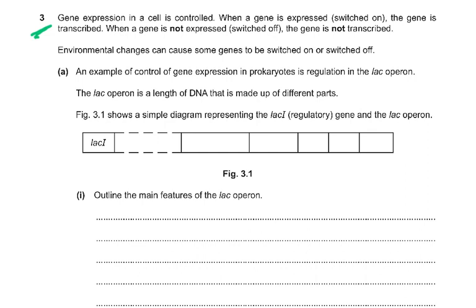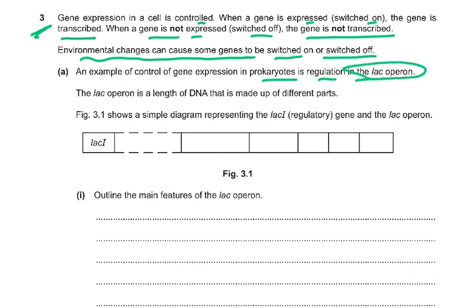Now coming to question number 3, gene expression in a cell is controlled. When a gene is expressed, switched on, the gene is transcribed. Transcription means DNA to mRNA. When a gene is not expressed, switched off, the gene is not transcribed, so no mRNA will be formed. Environmental changes can cause some genes to be switched on or switched off. An example of control of gene expression in prokaryotes is regulation in the lac operon. The lac operon is a length of DNA that is made of different parts.